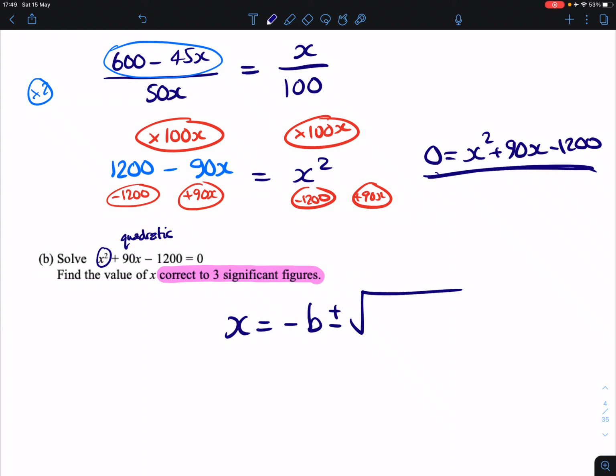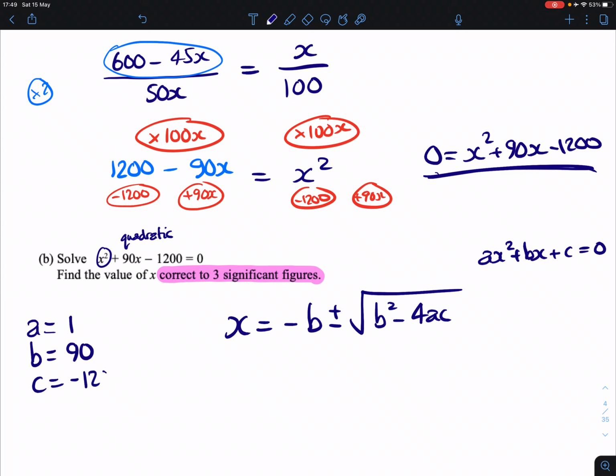Quadratic formula is given, but I would still recommend writing it down anyway, like so. Then recommend writing down what the values of a, b, and c in our quadratic are. So the formula does mention it's for when you have ax squared plus bx plus c equals 0. So it's already set that way. You've already got it equal to 0. A is the number that's with x squared. There's one of them. B is the number that's with x. There's 90. And c is the number that's left over, minus 1200. So you always got to include the negatives with your terms.